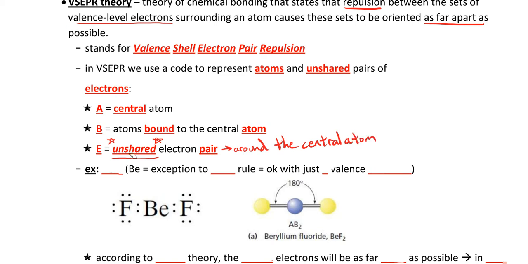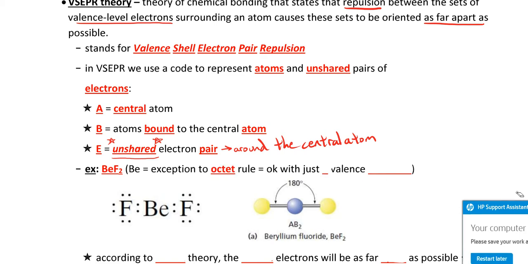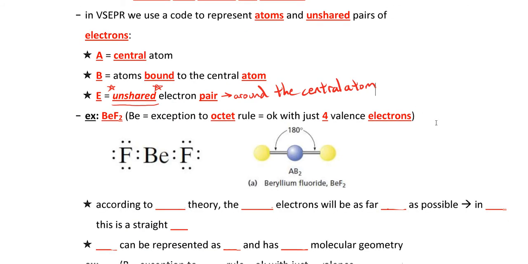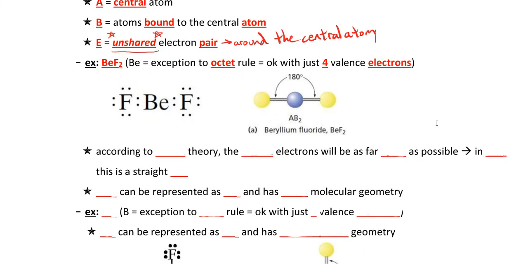All right, so for example, BeF2, beryllium difluoride. Be is an exception. Beryllium is an exception. Sorry about this. I'll restart that later. Beryllium is an exception to the octet rule, which means it is okay with just 4 valence electrons. Now, we haven't learned about any exceptions up to this point, but now we're going to learn that there are some exceptions. Basically, you'll be told that there are exceptions. These elements are exceptions to the octet rule.